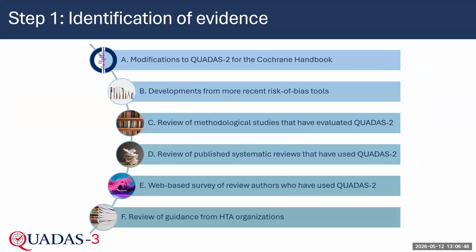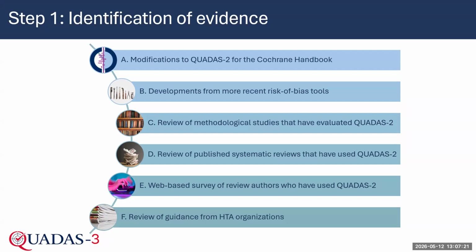So we used a variety of different sources of evidence as a first step for the update. We looked at the modifications made to QUADAS 2 for the Cochrane Handbook. They were mostly fairly minor, but there were some modifications that we wanted to incorporate into QUADAS 3. We looked at developments in more recent risk of bias tools, so things like answering signalling questions, how to come to an overall domain level risk of bias rating, just more the structure of the tool rather than the contents of the tools. We then had a look at methodological studies that have evaluated QUADAS 2.